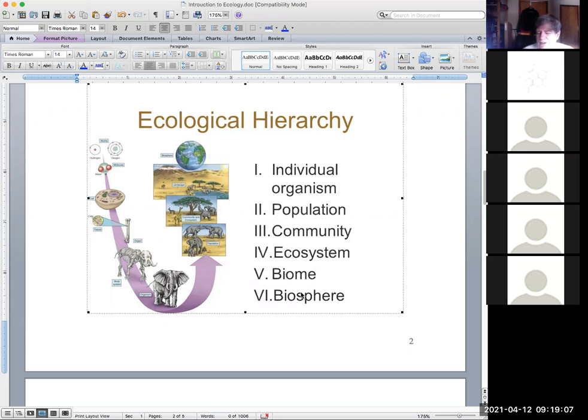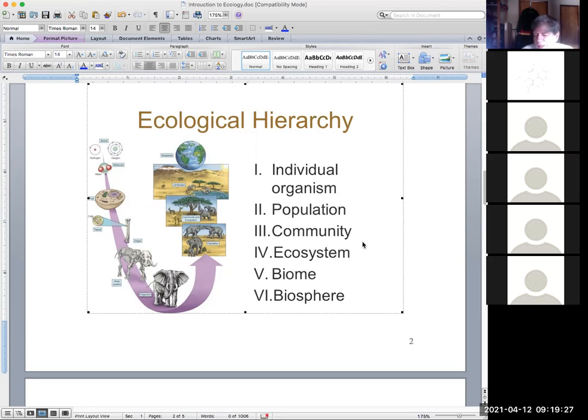But for these last three levels, when we look at an ecosystem or a biome or a biosphere, one of the things that we do is not only are we looking at living organisms, but we're also looking at their non-living environment. So let's think first about an ecosystem.